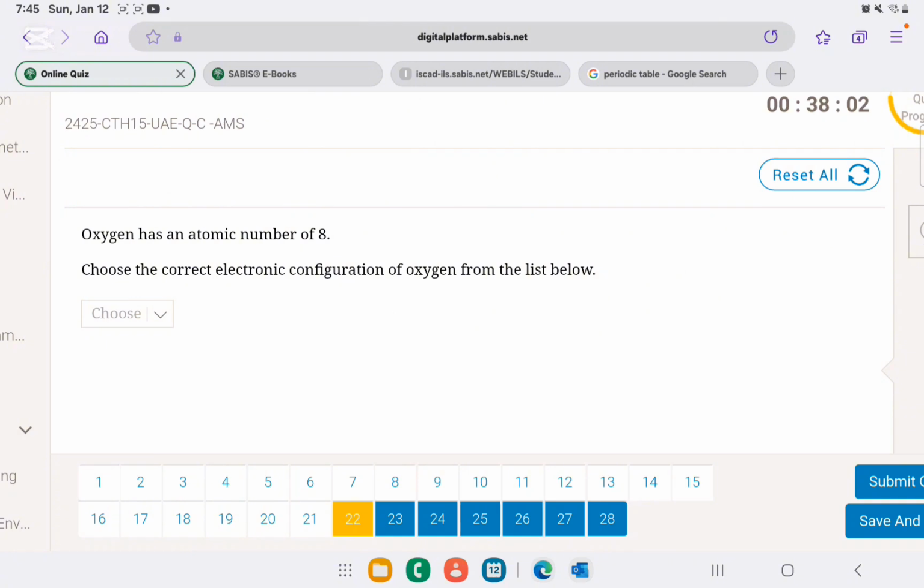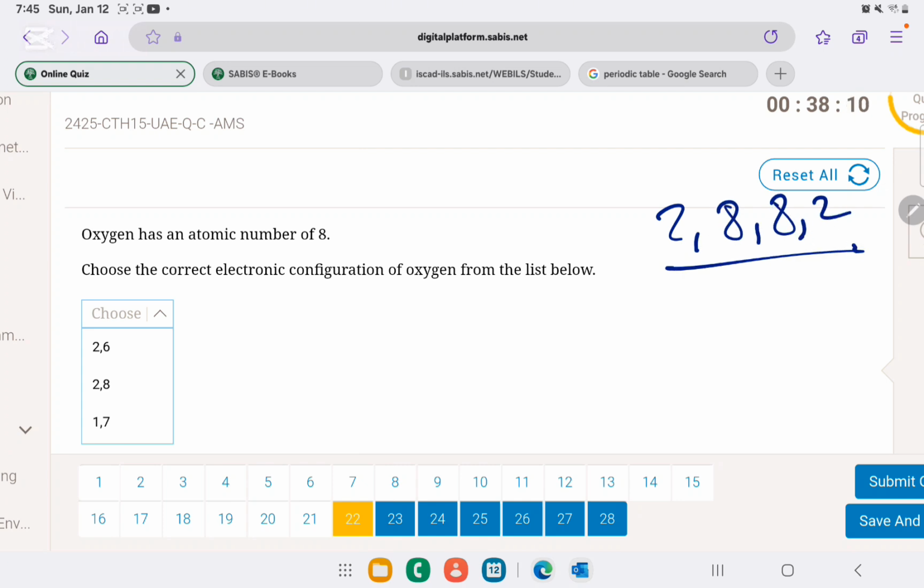Oxygen has an atomic number of 8. Choose the correct electronic configuration of oxygen. So again, 2, 8, 8, 2. This is the maximum number in each layer. And oxygen is 8, so 2 and then 6. 2, 6.